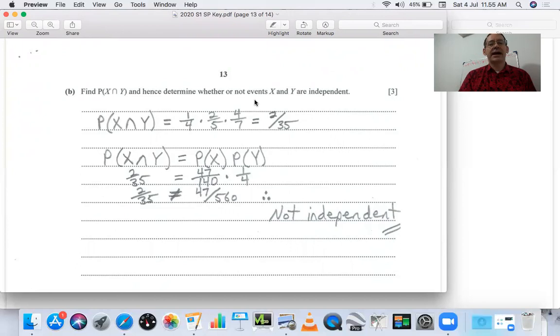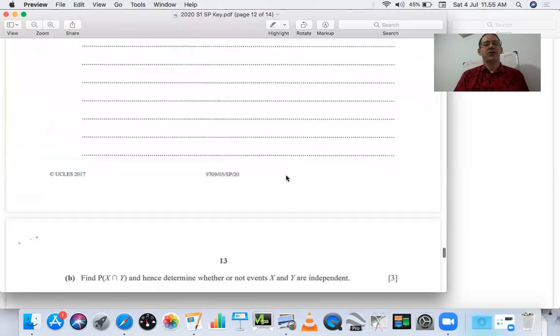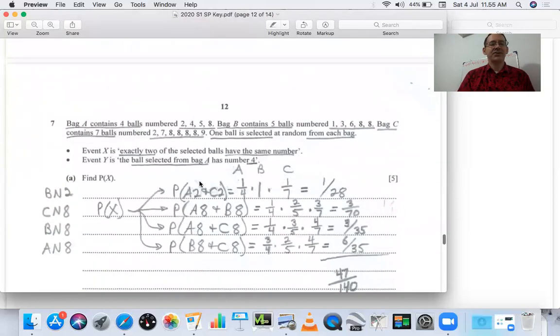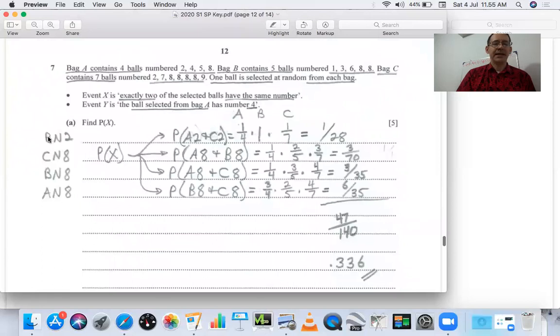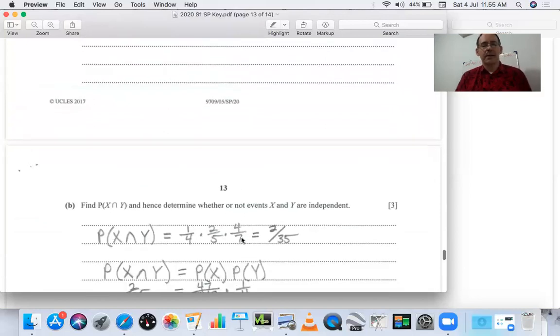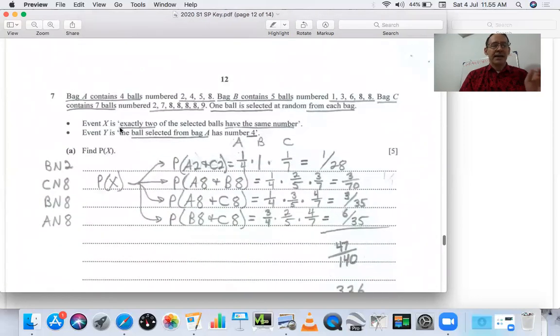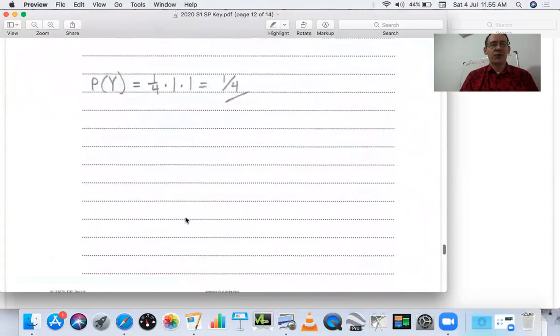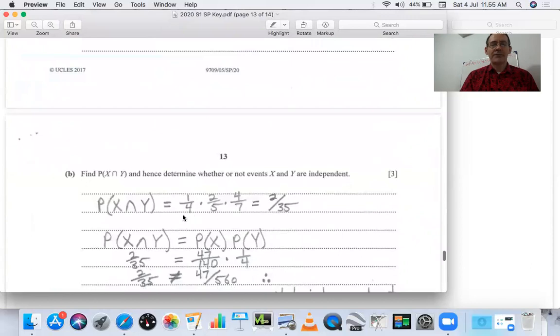Determine whether or not the events are independent. So the probability that A is a 4, meaning it can't be the 2, and the probability that the other 2 numbers are the same. See, this is X and Y. So the Y part is that A is a 4, and the X part is that 2 numbers are the same. So if A is a 4, that's 1/4.